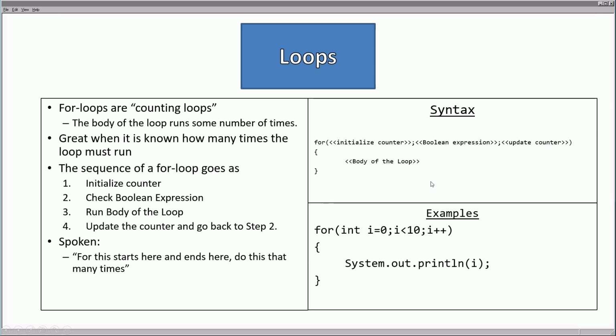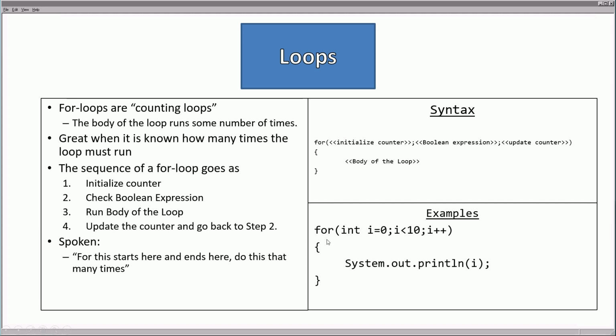So in fact, the way that a for loop works is you initialize the counter first and once only. You check the Boolean expression. You then run the body of the loop and update the counter. Then you check the Boolean expression, run the body of the loop, update the counter, and this is how it loops. Communicating with the system, you are saying, for this starts here and ends here, do this that many times.